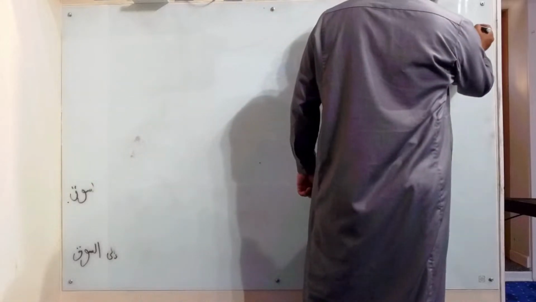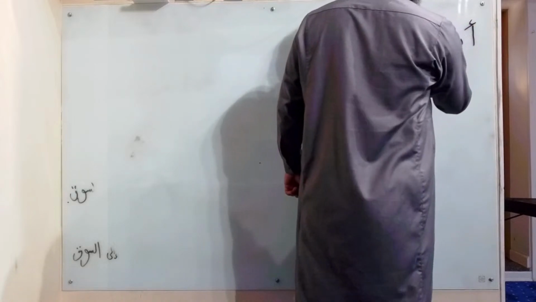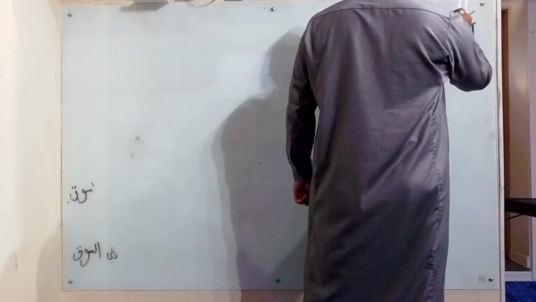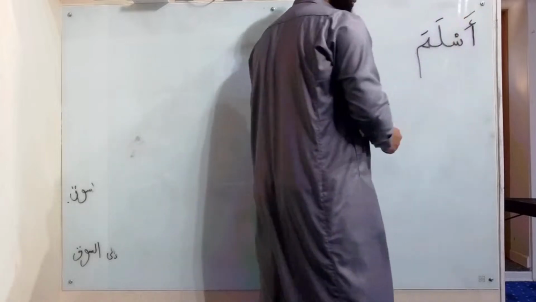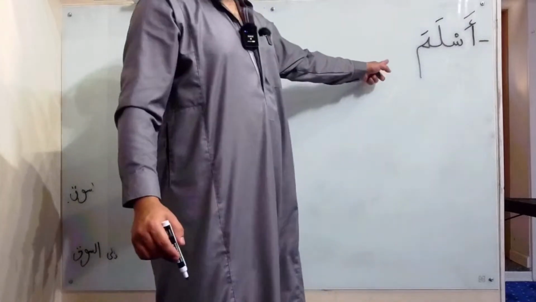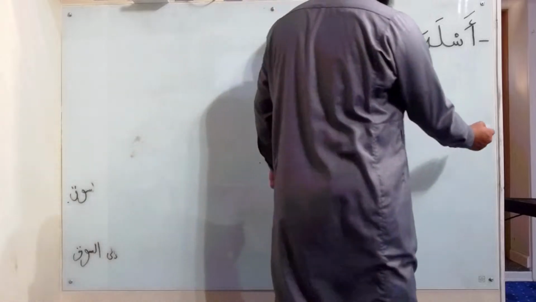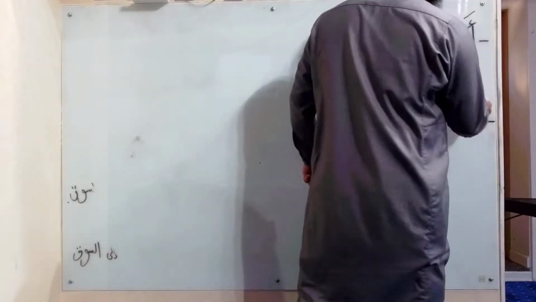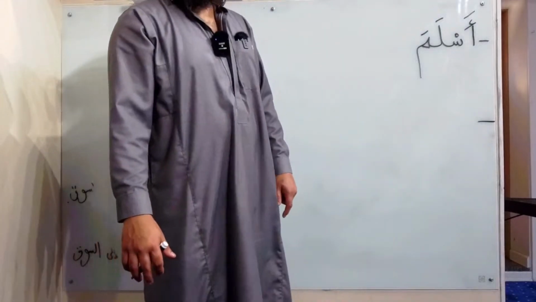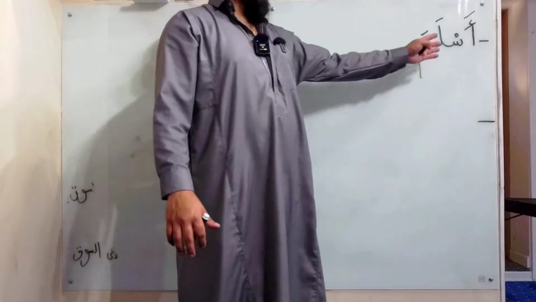Now let's give some random examples of words that have more than three letters. You have the word aslama. Now these are the easiest words to deal with, meaning if it has more than three letters. So that's one. Aslama. How many letters do you have? 4, right? Now this is past tense, right? Aslama, past tense. Now it has an alif here.